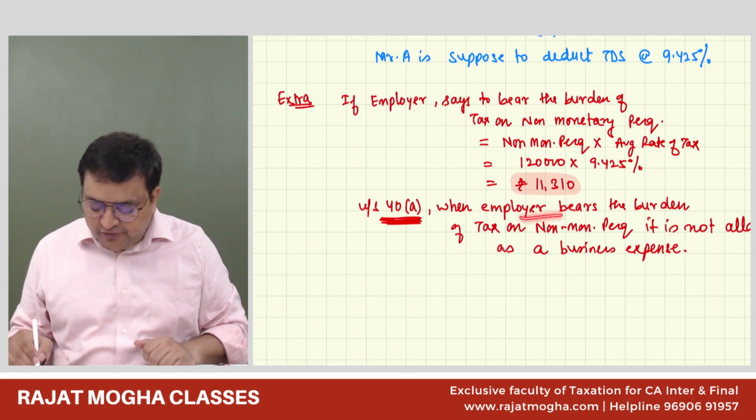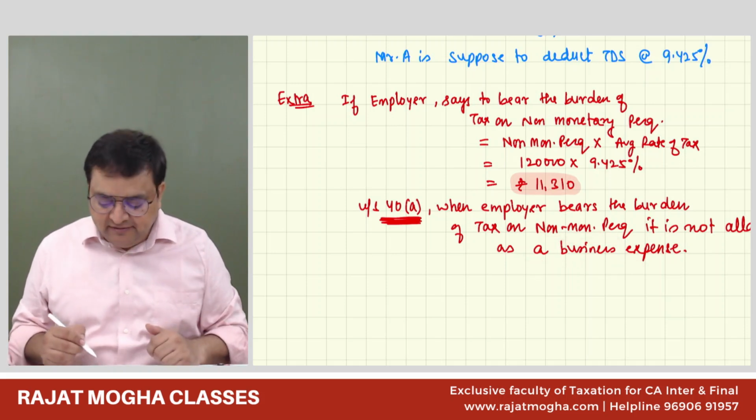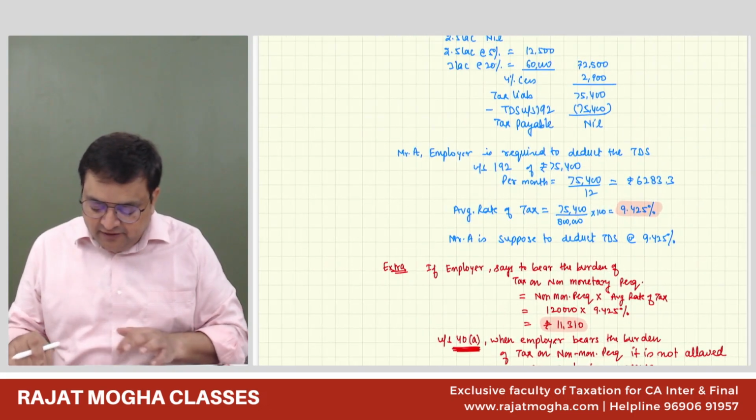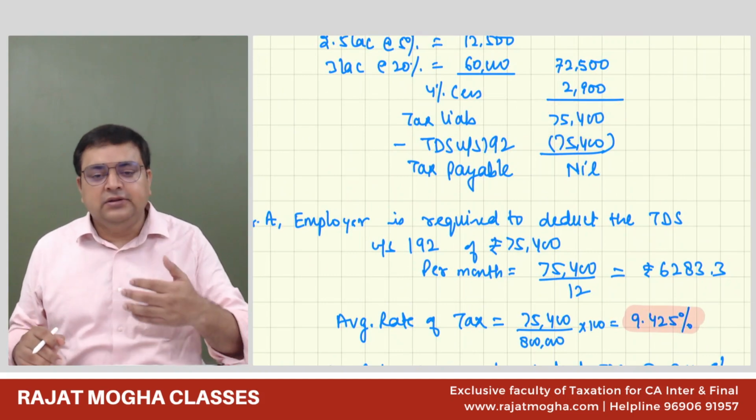So in this case, if the employer bears the burden of tax on non-monetary perquisite, it is not allowed as business expense. And if he bears the burden also, then how much TDS will he deduct? See, the tax liability of the employee is 75,400, including the non-monetary perquisites.